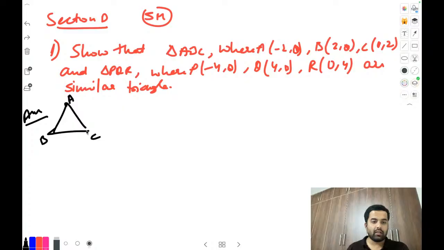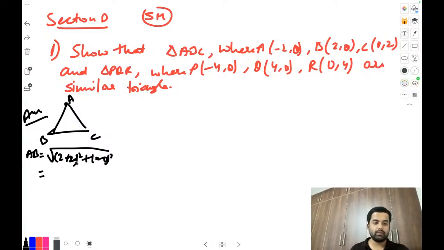ABC. First figure out this one. First find out the AB distance. So AB will be 2 plus 2 whole square, and 0 minus 0 whole square. Figure out the AB distance. AB, BC, and CA. In the same way, do the same thing for PQR. Here it becomes 4 square. This becomes what? 16. That becomes 4. We got AB, which is 4. First one we got.